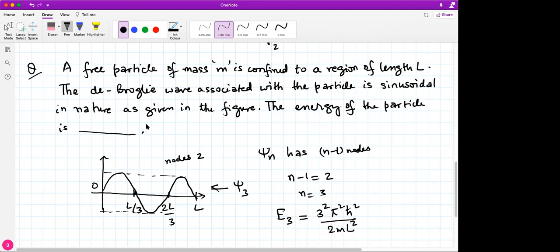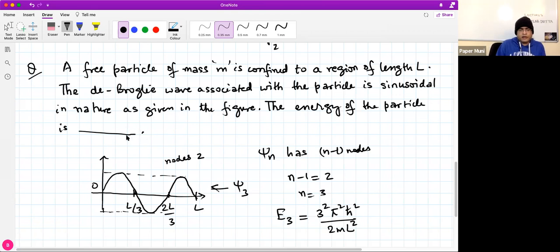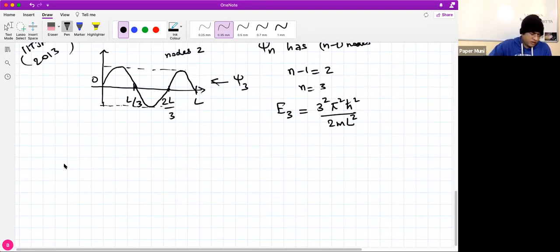So this is not a numerical type question. There's some missing part here. Okay, so let's keep it as a question mark. There must be some part to it, so that we can put in the numerical value. This is a question from IIT JAM 2013. Easy, right? Now let's do the next question.